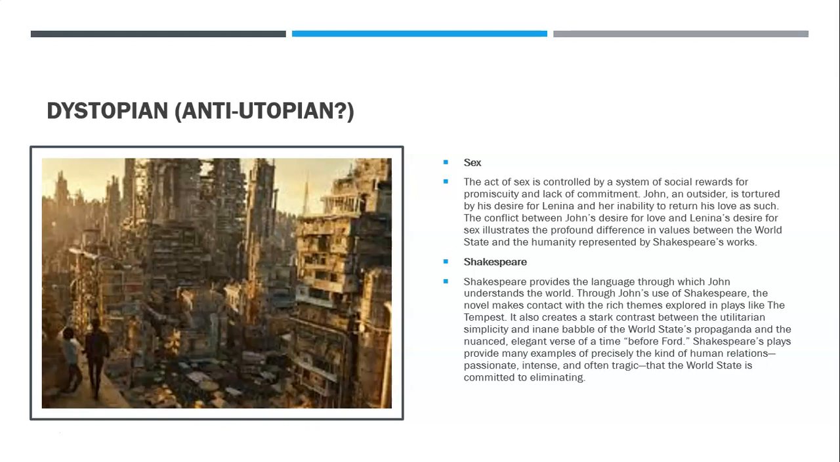We'll talk more about that later. You're not quite there as far as the reading is concerned, but we will talk in much more depth about Shakespeare later on. Now, Shakespeare provides the language through which John understands the world. Through John's use of Shakespeare, the novel makes contact with the rich themes that are explored in plays like The Tempest. It also creates a stark contrast between the utilitarian simplicity and the inane babble of the world state propaganda and the nuanced, elegant verse of a time before Ford.